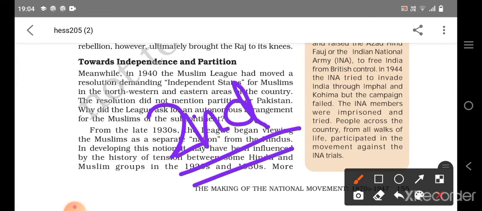And behind this thought, there were reasons. There were reasons which influenced the Muslim League to think this. Now, what were these reasons?